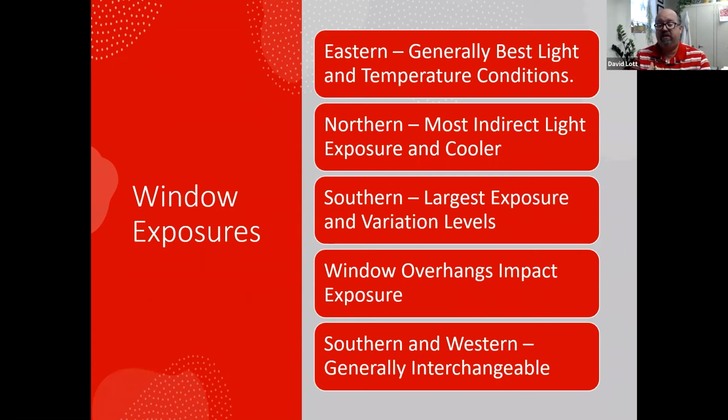The southern is the largest exposure and it has the largest set of variations. So you can have lots of good light coming out of a southern window. If you have an overhang, it automatically bumps it back to something more of a northern exposure because of the angle that the sun comes in. If you have an overhang, it's cutting it back. So that makes the difference. Southern and western exposures generally are pretty interchangeable from one to the other. And the west can vary in temperature as well.